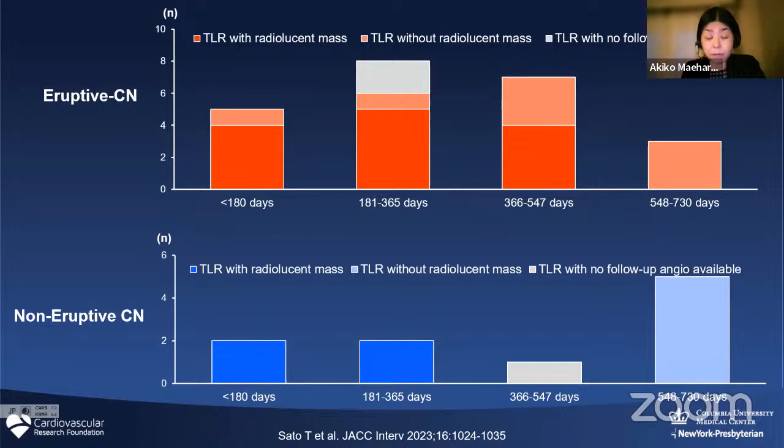And this is an overall summary of the cohort. Dark red or dark blue indicates lesions where, when they came back, there was a radiolucent mass indicating reprotrusion of the calcified nodule. Light red or light blue indicates no radiolucent mass. Number 1, you see more events in the eruptive calcified nodule. Number 2, if they come back early, they are more likely to have a radiolucent mass indicating reprotrusion. And if they come back late, we don't see that radiolucent mass, indicating neointimal hyperplasia.